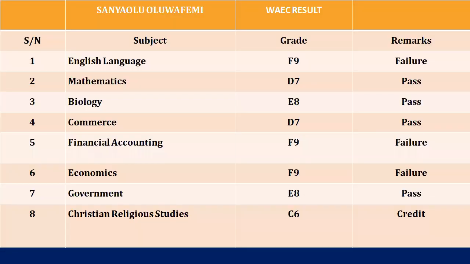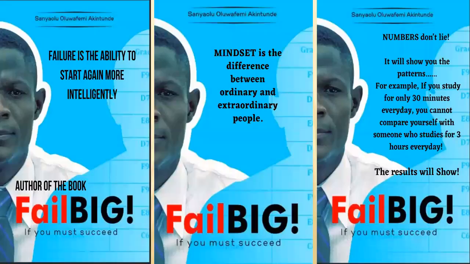Don't forget, I told you my results. I had F9 in financial accounting and I'm now good at it because it took years of practice. So I want to believe you can also do this. I want you to always draw inspiration from my result. I just had 166 in the whole of the results, which was very, very bad. But that's how the journey is. I hope that you learn one or two things from this.